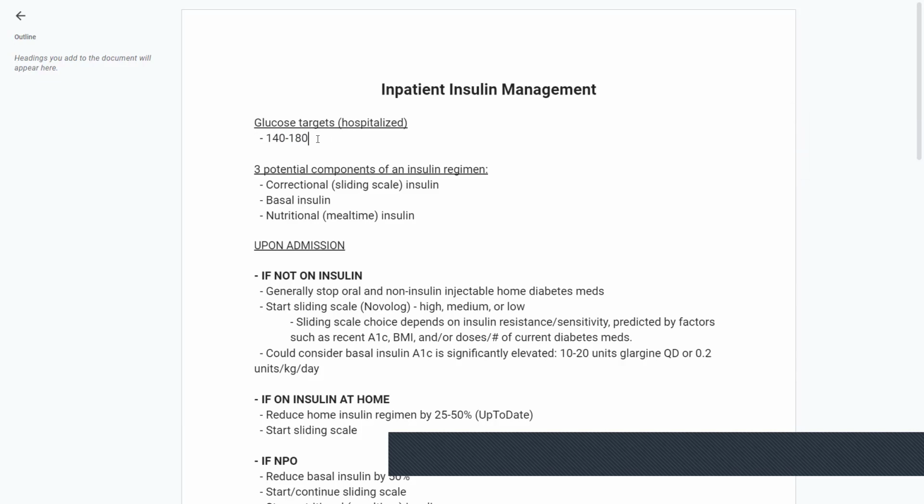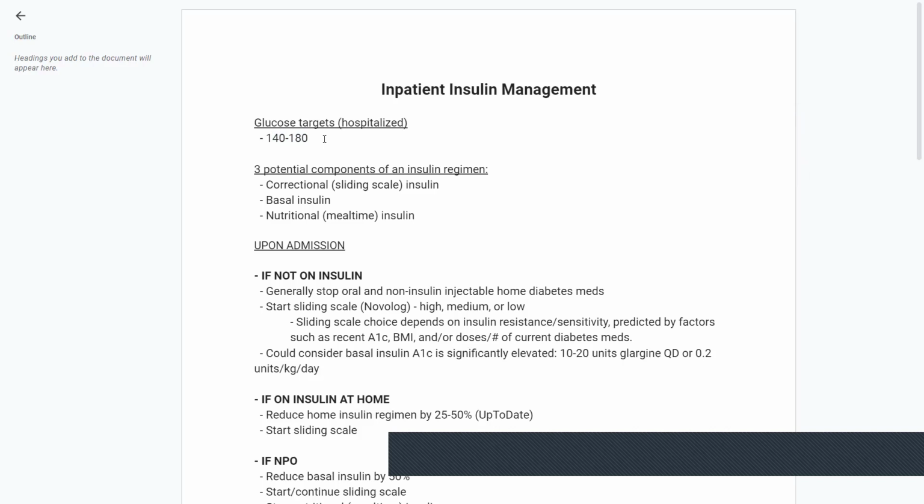And then there are specific scenarios where it's more important to stay within this strict range. If the patient has an infection, they generally will do better if the sugars are lower. And UpToDate mentions that there's evidence that patients that have acute MIs have better outcomes if you keep the sugars controlled during the hospital stay.